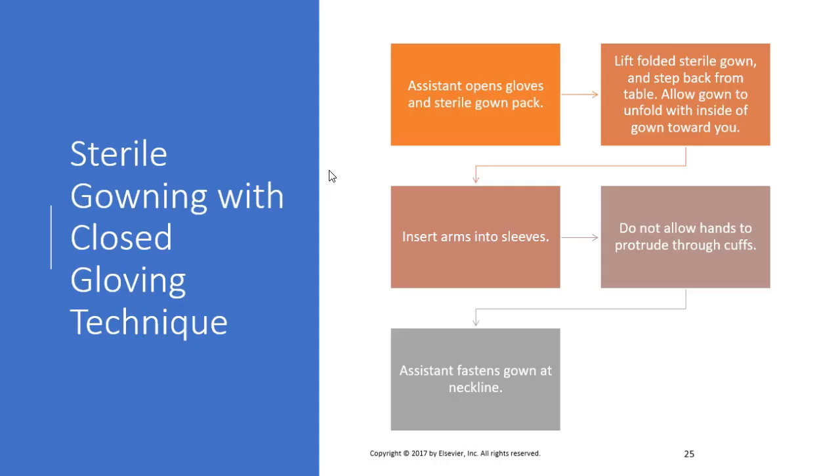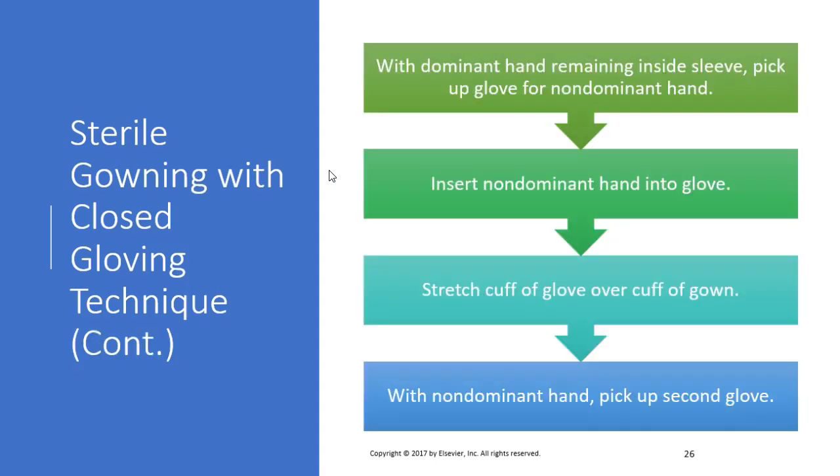Sterile gowning and gloving. Okay, assistants open gloves and sterile gown pack. Lift folded sterile gown and step back away from the table, allowing the gown to unfold with the inside of the gown towards you. So insert arms in the sleeves. Do not allow hands to protrude through the cuffs. Assistant fastens gown at neckline.